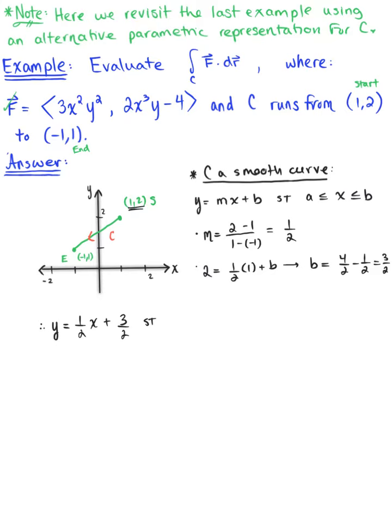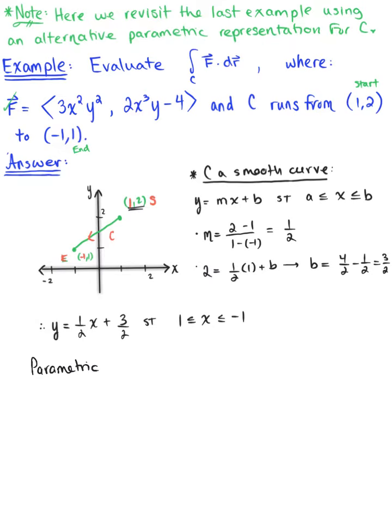And now this is such that, and this is where you want to be careful, right? We're starting at the point 1, 2. So the first x value is 1. And we end at the ordered pair, negative 1, 1. So this is how we're going to define the bounds. So we can say that x is greater than or equal to 1, your starting point, less than or equal to negative 1, the ending point. And so now we're ready to define that parametric representation for our curve C.